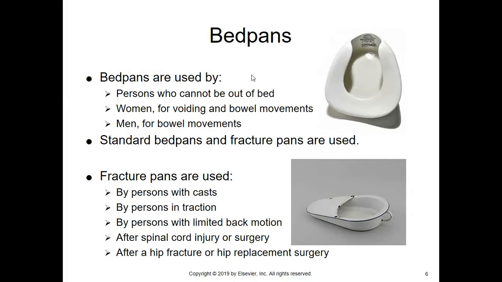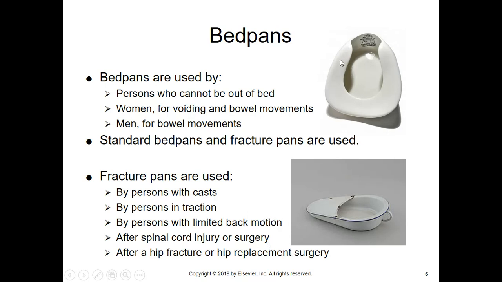The difference between them, this big one can be used for anybody. But if somebody has a cast on their leg, or they might be in traction because they have some kind of orthopedic thing going on, and they're not able to move side to side and bend well, we're going to use the smaller one. If they have limited back motion, any kind of spinal cord injury, or hip or knee surgery, and they cannot get out of bed and they have to use a bedpan, this is the bedpan you use. The fracture pans are more for people that have a cast, traction, or some kind of surgery related to their bones or orthopedic surgery. You're going to give them a fracture pan.